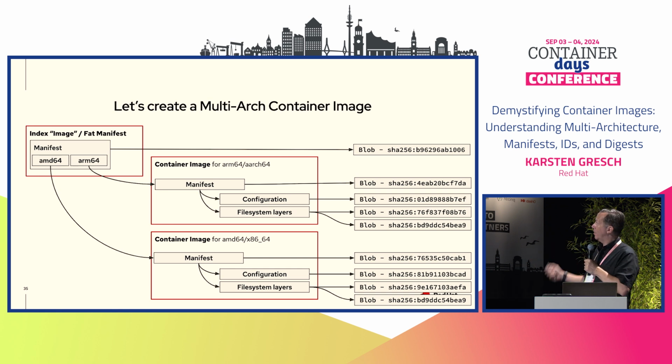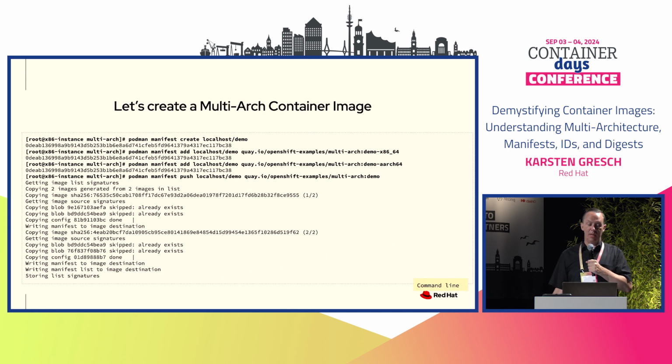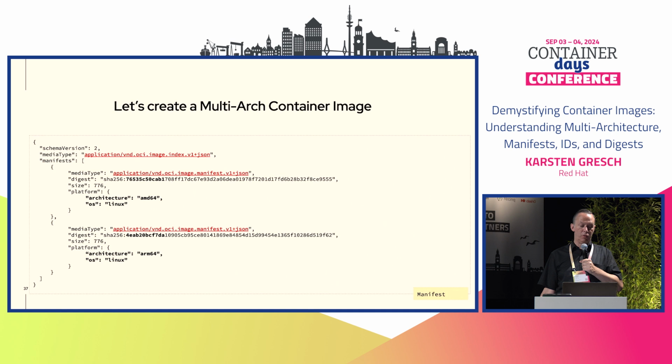This fat manifest, of course, also gets a new digest value, which then can be referenced and should be referenced. It's quite easy to create with Podman. Assume you have already created your various images and pushed them to the registry. You just create a new manifest with podman manifest, then reference the existing images by adding them to it, and then you push it to the registry. It's that easy, actually.